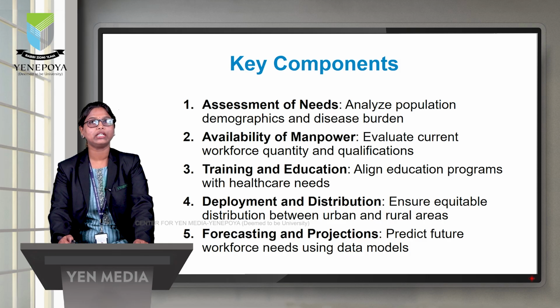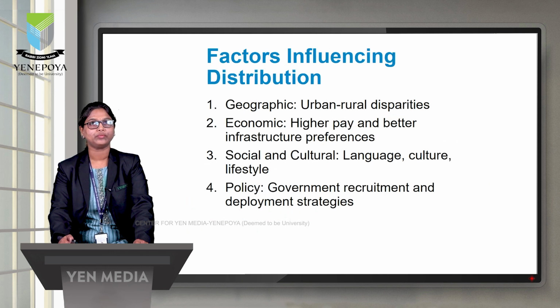Align health education with healthcare needs, introduce targeted programs for shortages and build capacity in specialized areas, especially in the rural areas. Deployment and distribution. Ensure equitable distribution of staff between urban and rural areas. Provide incentives for underserved regions. Next is forecasting and projections. Use data and models to predict future workforce needs, considering changes in population and healthcare technology.